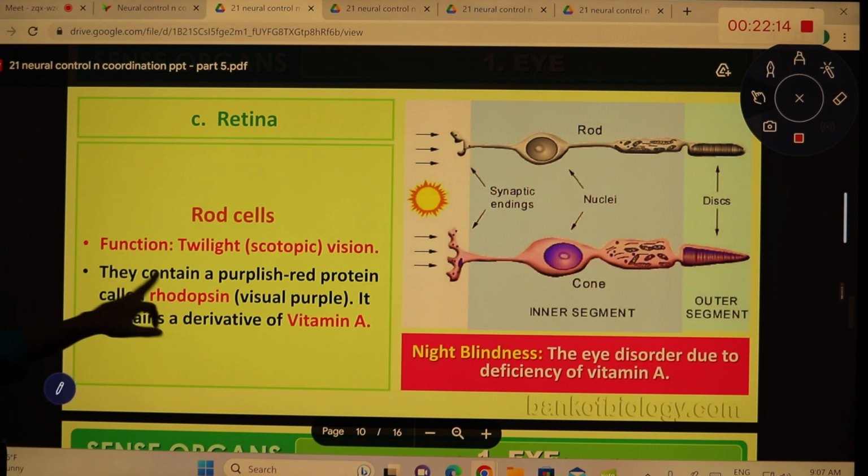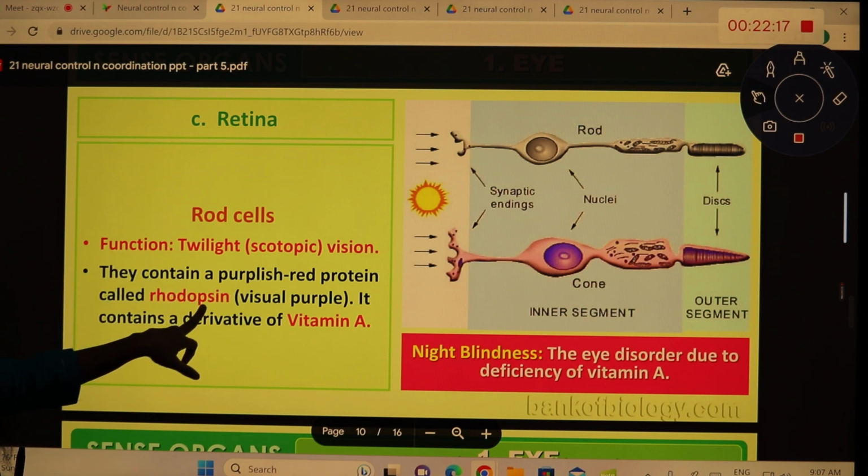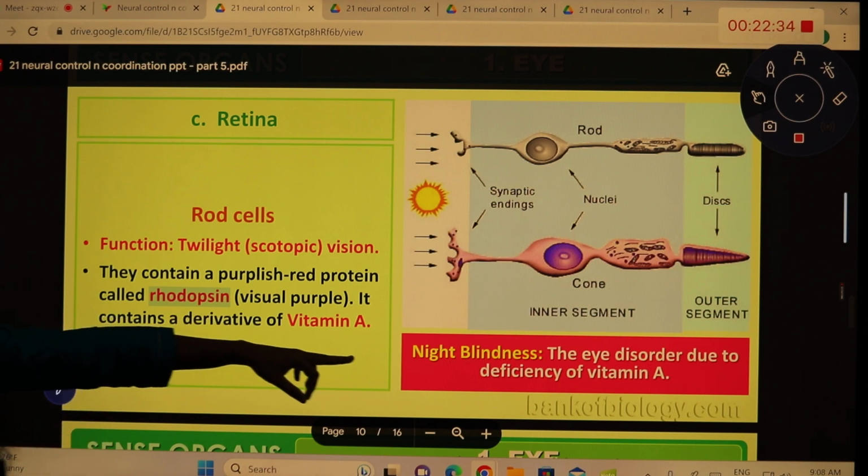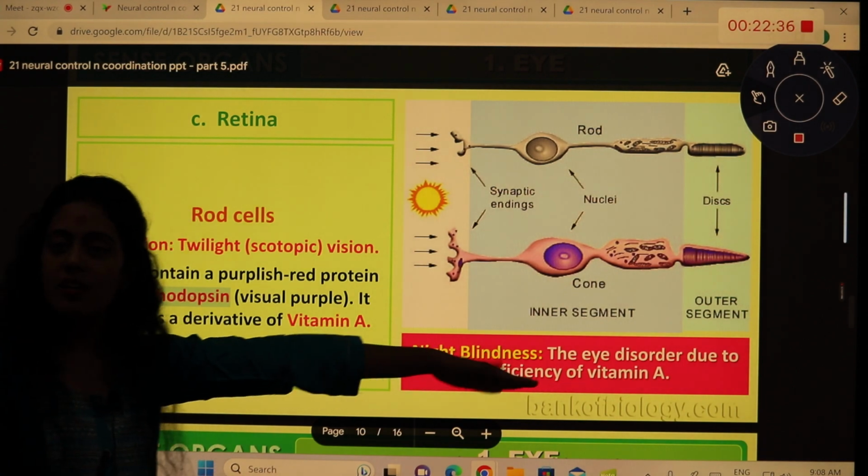They contain a purplish pigment, a red colored protein called rhodopsin. So they can simply ask you which pigment is present in rod cell: rhodopsin. And what is this rhodopsin? It is a vitamin A derivative. Rhodopsin is derived from where? Vitamin A. So night blindness is the eye disorder due to deficiency of vitamin A.